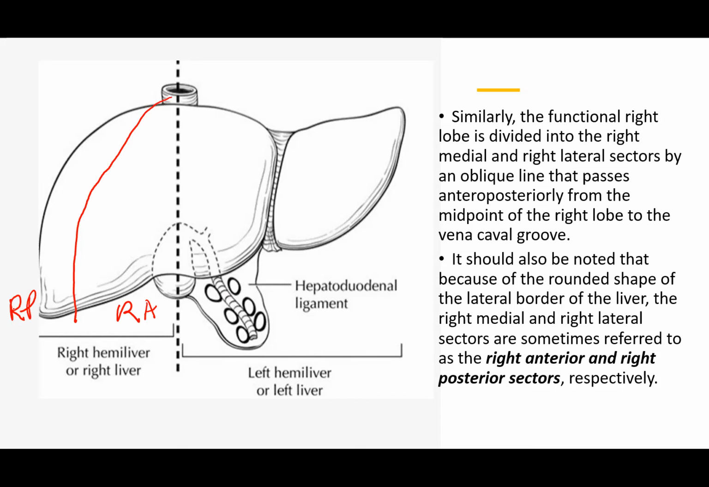It should also be noted that because of the rounded shape of the lateral border of the liver, the right medial and right lateral sectors are sometimes referred to as the right anterior and right posterior, respectively.